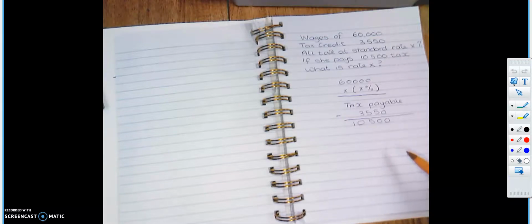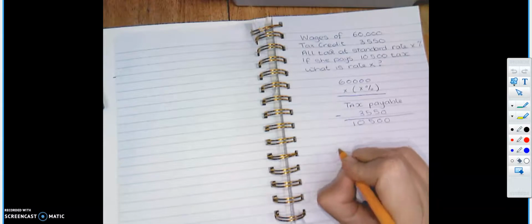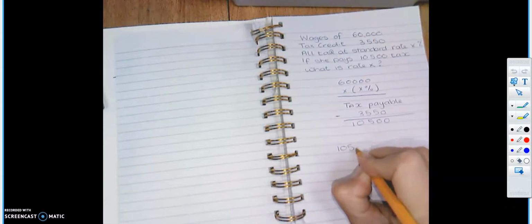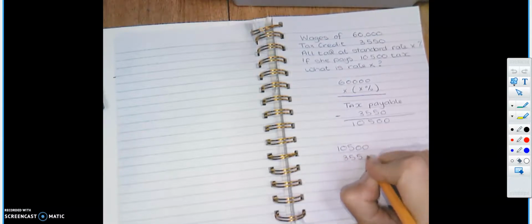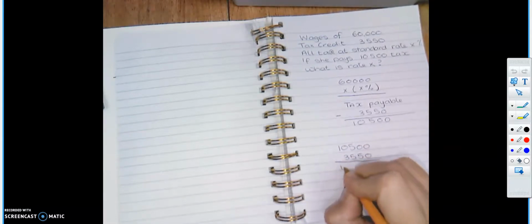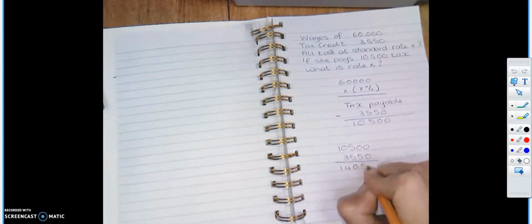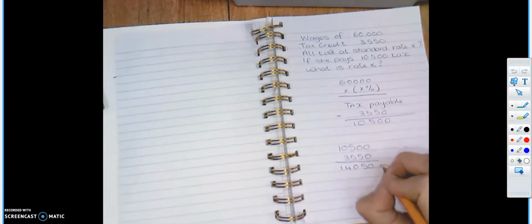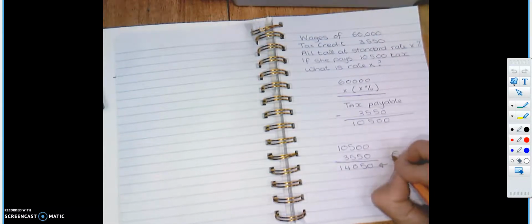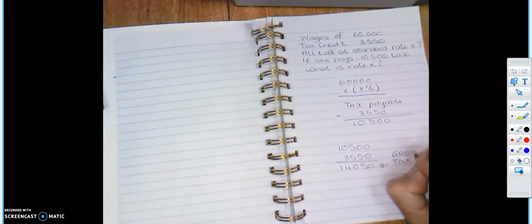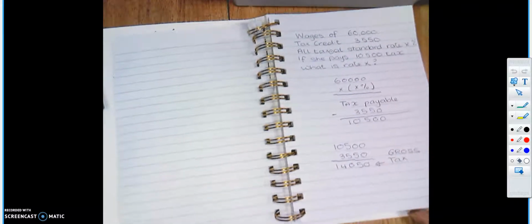So what we are basically doing is the sum in reverse. So normally we subtract 3,550 away. What we are doing in this case is we are adding it. So we have 10,500 plus our 3,550 gives us 14,050 euros. Okay, that should be our tax, our gross tax, right?